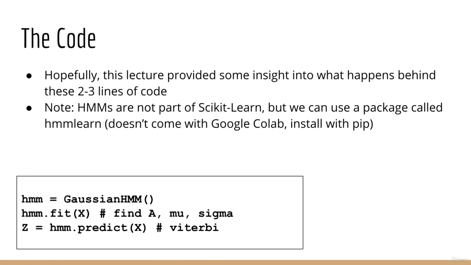Next, we call model.fit to train our model parameters. As you recall, this sets A and the mu's and the sigmas of each Gaussian. Finally, when we want to make an inference, we call model.predict, and this gives us back Z, the most likely sequence of hidden states. Internally, this runs Viterbi.